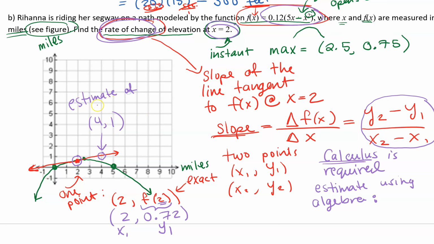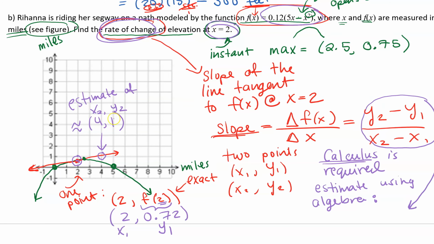The second point, this would be my x2, y2. Now that's not necessarily the exact point that this line goes through. In fact, without calculus, I'm unable to find the other points that this line goes through. But just using algebra and graphing skills that we've learned before, I can estimate that another point would be somewhere around (4, 1), and I can use that for my second point.